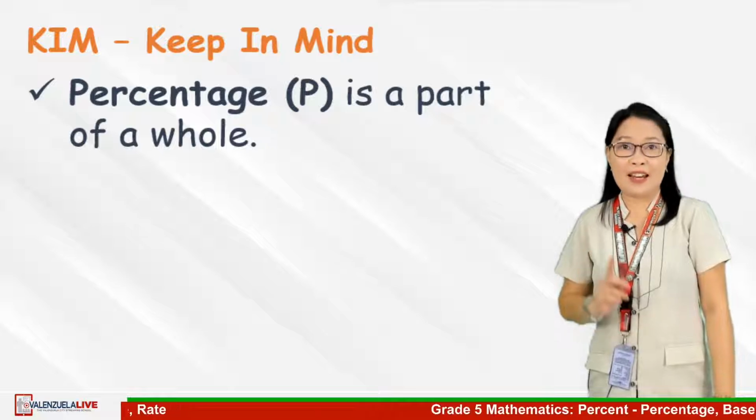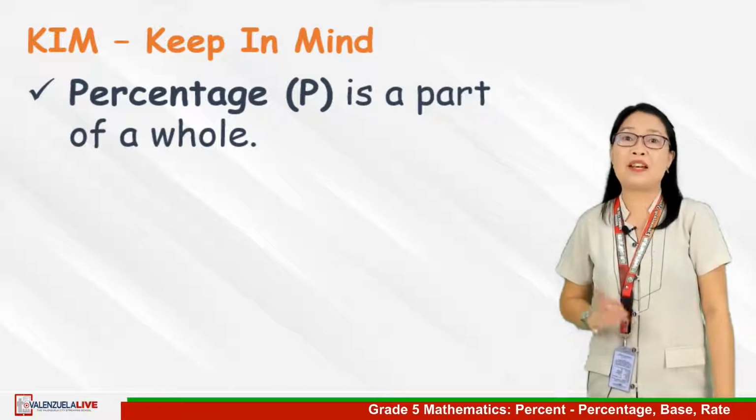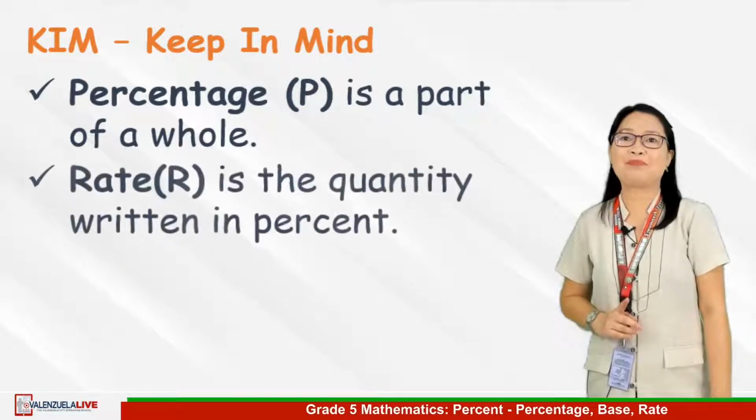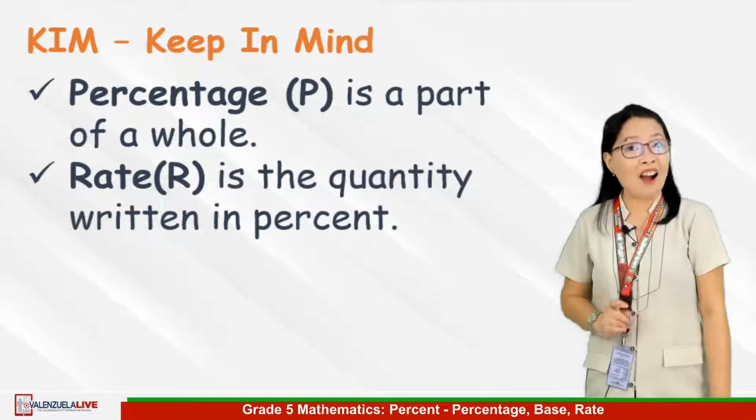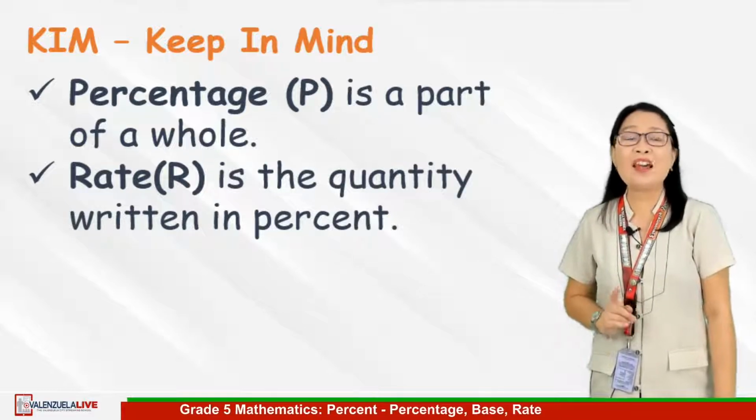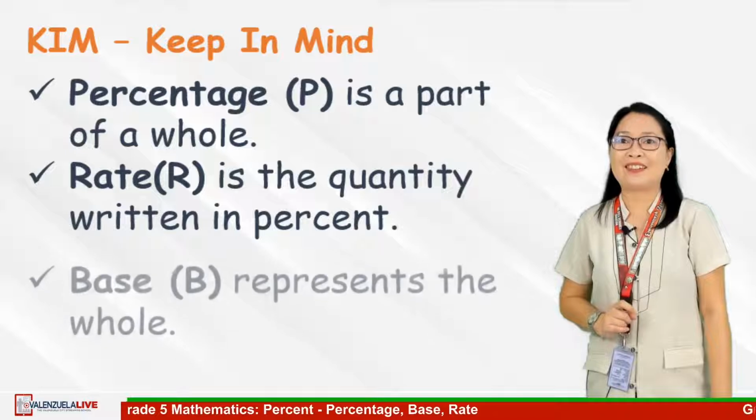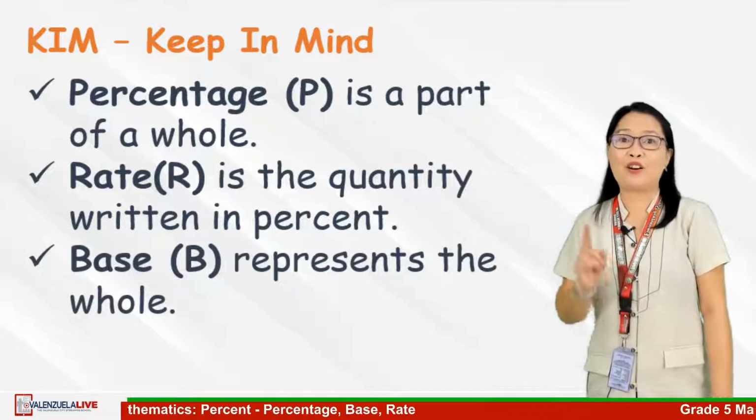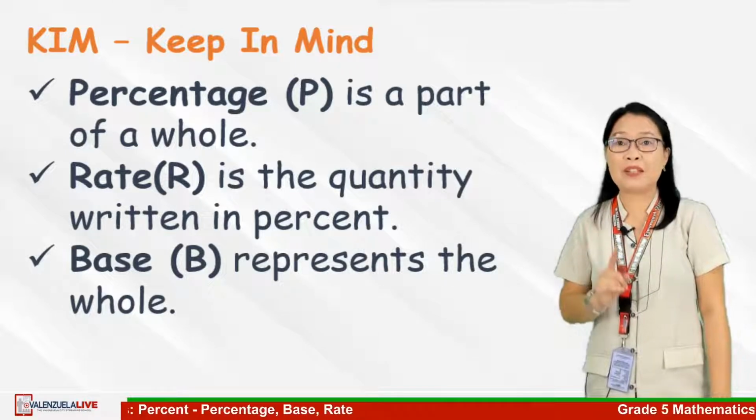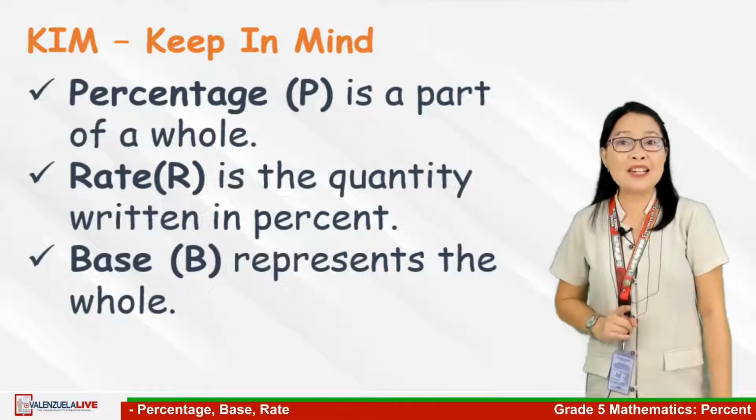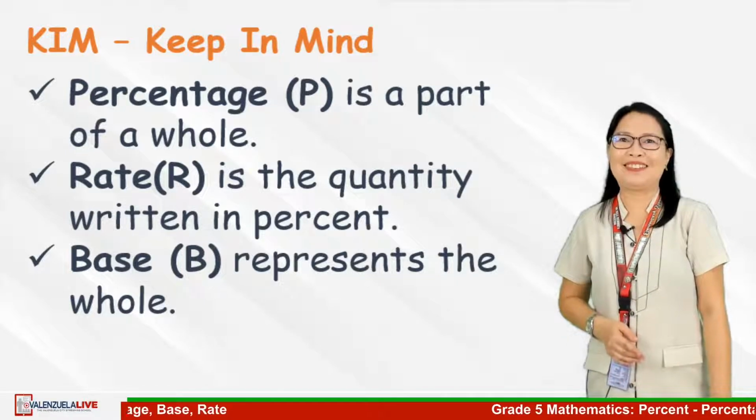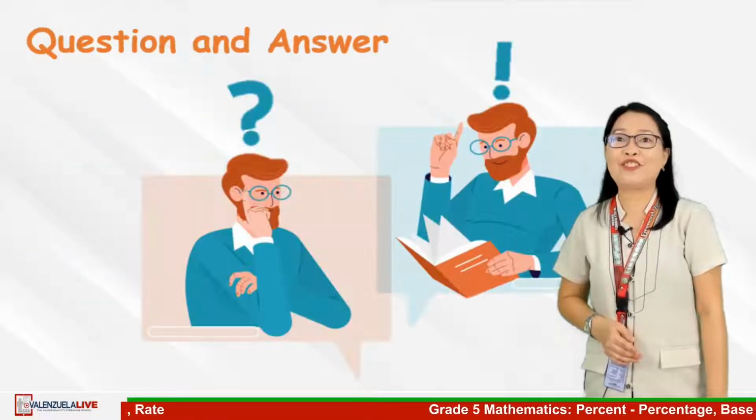Percentage is a part of a whole. It has a symbol of P. Rate, represented as R, is the quantity written in percent. And base, it represents the capital letter B. It represents the whole. That is our lesson for today.